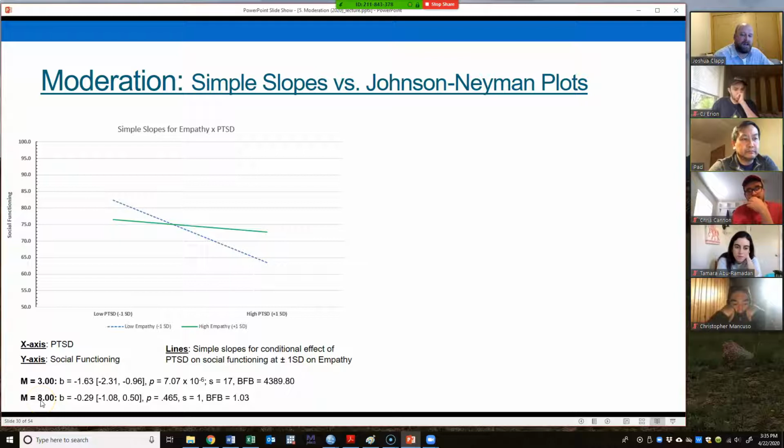However, at high levels, a standard deviation above, around 8, we have a coefficient for the conditional effect of PTSD on functioning of negative 0.29. Here's our confidence bound. Clearly, no convincing evidence for a non-zero effect here. S is 1, Bayes factor 1.03, right? So this gives us the conditional effect of PTSD on functioning at low and high levels, as indicated by a standard deviation above and below, but there's a lot of stuff that we don't know, right?